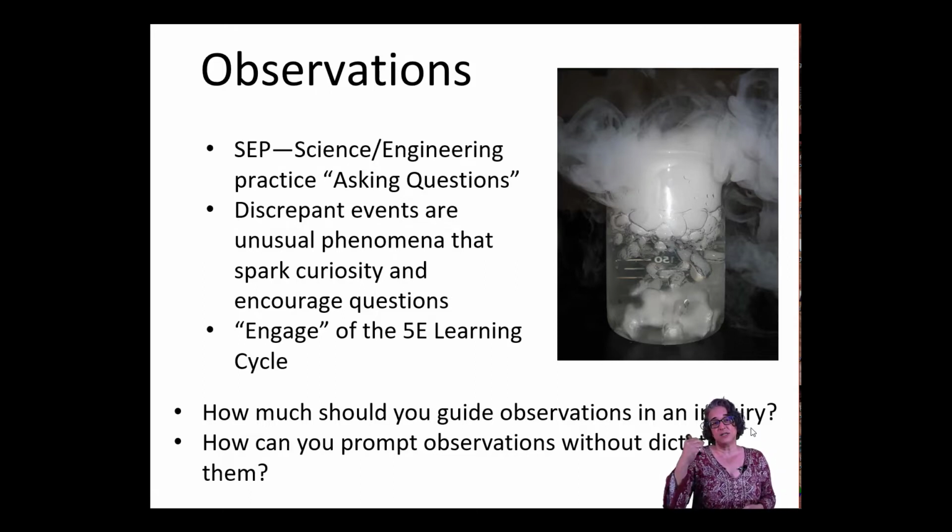Discrepant events are events that are a little unusual and cause you to ask questions and spark your curiosity. So for example, if I were to give a student a beaker that had water and dry ice in it, unusual things happen. Vapor comes out of the container and it sinks to the ground. The dry ice, which looks a lot like water ice that we're used to, sinks to the bottom of the beaker instead of floating. Bubbles come up within the water to the surface. All of those are unusual and not what we generally expect to happen with water, and would cause students to start making observations and asking questions.